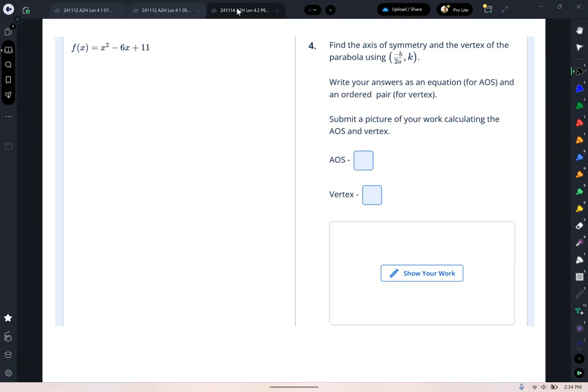All right, so I'll do a little work up here, just to step you along for those of you who want a little extra help. The first thing I'm going to do is find my a, b, and c. So a equals, b equals, and c equals. That's going to be 1, negative 6, and 11. Yeah, axis of symmetry. So our axis of symmetry is going to be x equals negative b over 2a, like that.